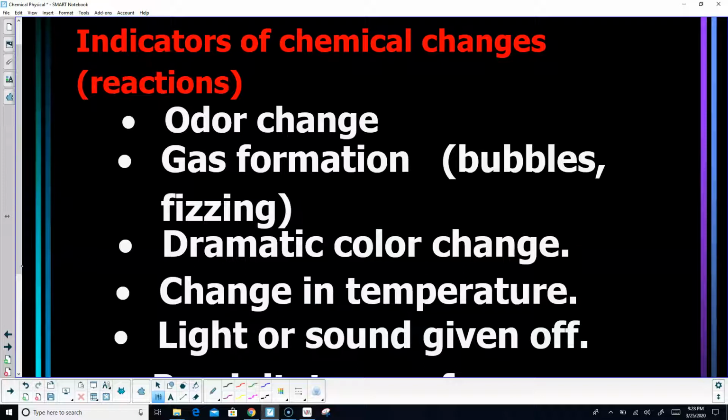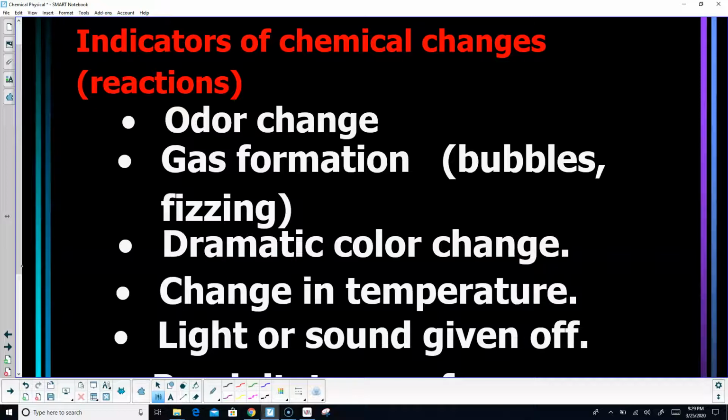Gas formation. Okay, this is going to be largely bubbles or fizzing, because a lot of times these chemical reactions are going to take place in solution, like in water. And so as that gas is formed, you'll see bubbling or fizzing. Let's go back to our campfire. You can't really see the gases, they're invisible, but you can see the gases carrying unburnt particles of ash with them. So you can see the smoke. There's something carrying those particles away. So formation of a gas is an indicator of a chemical change.